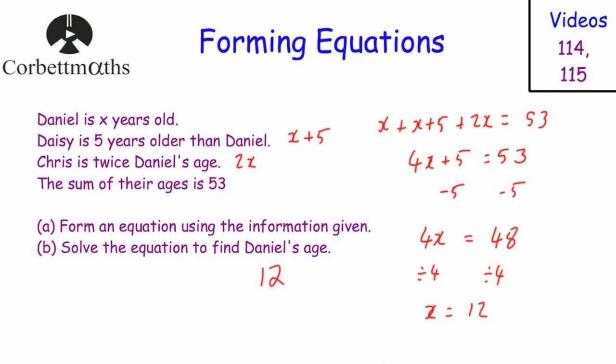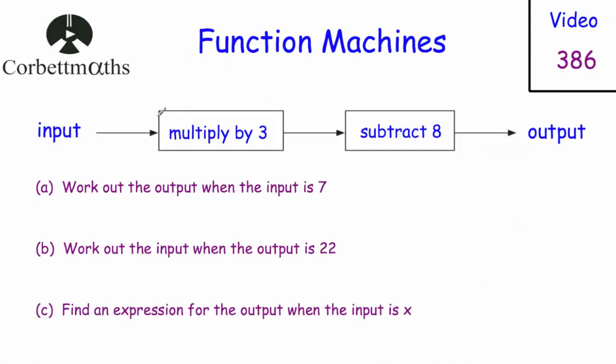Okay, let's have a look at our next topic. Our next topic is function machines. So here's a function machine, and we've got input, multiply by 3, subtract 8, and that gives us our output. So part A says work out the output when the input is equal to 7. So we've got the input's equal to 7. We're going to multiply that by 3. 7 times 3 is 21. And then we're going to subtract 8. So 21 take away 8 is 13. So if the input is 7, the output is 13.